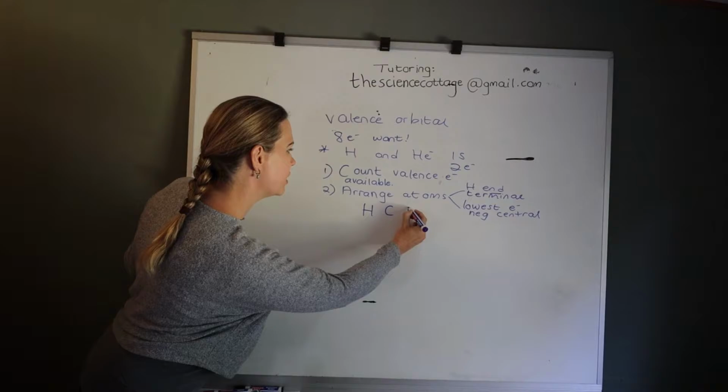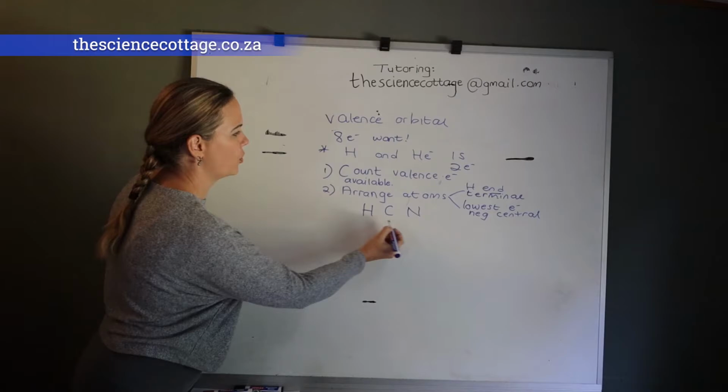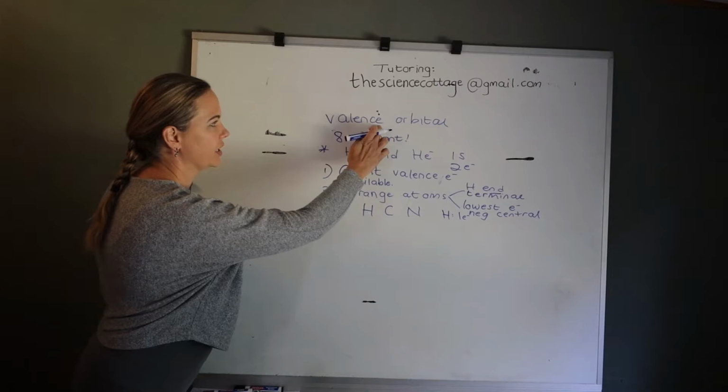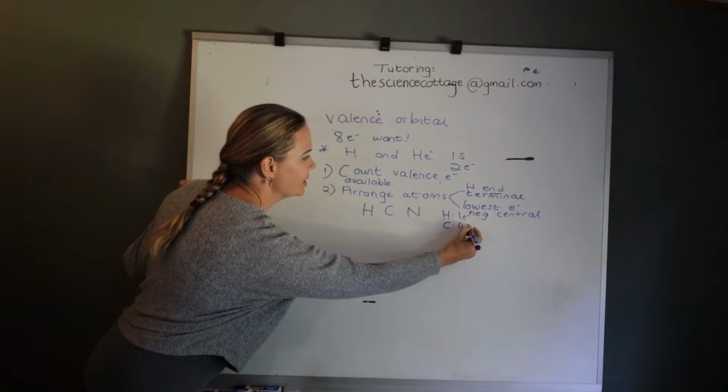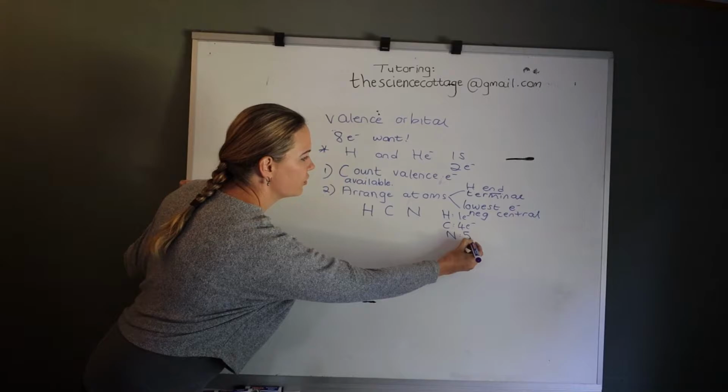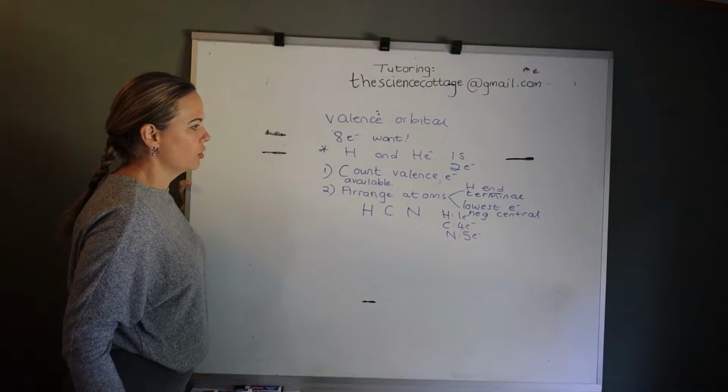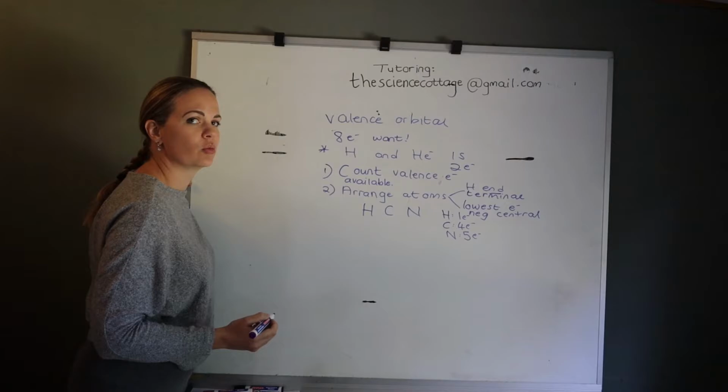For the total number of valence electrons: hydrogen is in group 1, so it's got one valence electron that can take part in covalent bonding. Carbon is in group 4, so it's got 4 valence electrons available. Nitrogen is in group 5, so it's got 5 valence electrons. Remember, only the valence electrons take part in bonding. So even though carbon has got a total of 6 electrons, only the 4 in the valence orbital will undergo bonding. That gives us a total of 10 electrons.